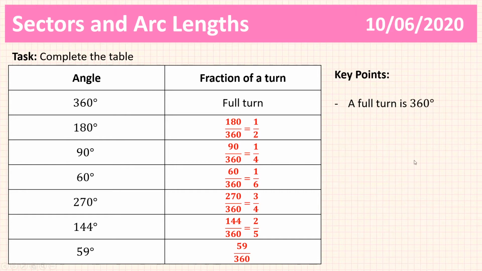And the way we do that is we do x, which is the value we're looking for, over 360. So a fraction of a turn is x over 360. For example, for 180, we did 180 over 360. For 270, we did 270 over 360. And then we can just simplify if we can. If you have a look at these, the first bunch we could simplify, the last one we can't, so we just left it how it is.